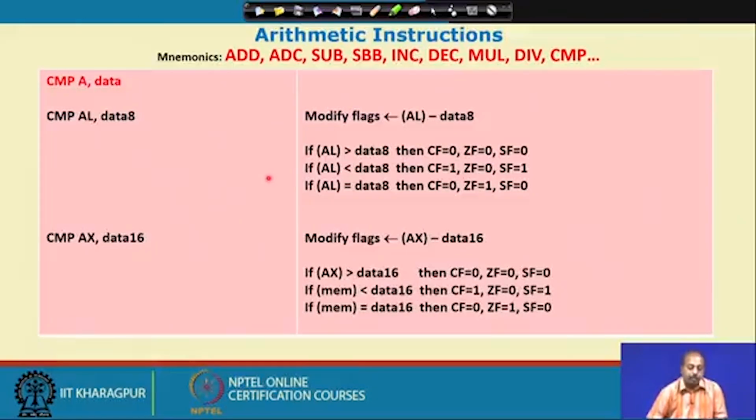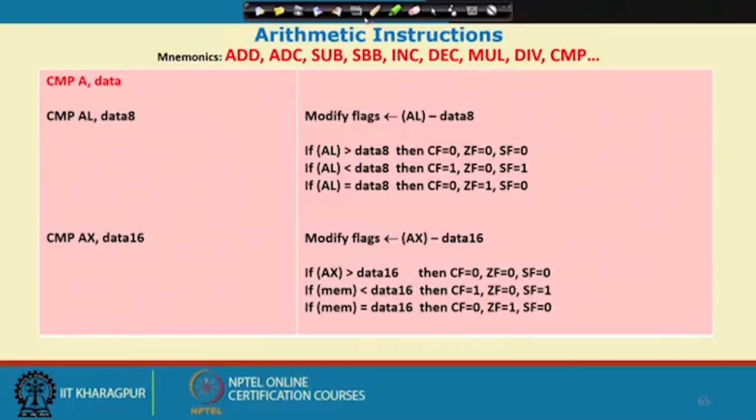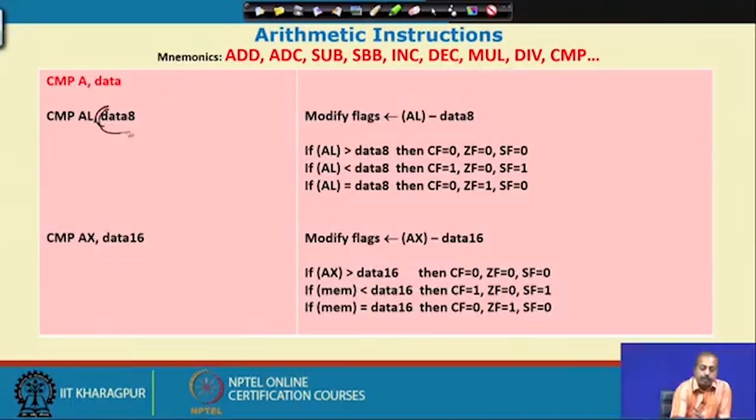For immediate operand, again there are two things: you can have 8 bit data or 16 bit data. For 8 bit data, we can have an instruction like compare AL comma data 8. Again the operation is similar. So, AL minus data 8 will be done. If AL is greater than data 8, then the flags will be set in some fashion and otherwise the flags are set in a different fashion, as it is specified here. If you specify AX, then you can have a 16 bit comparison also. That way it is very flexible, both 8 bit and 16 bit comparison can be done.